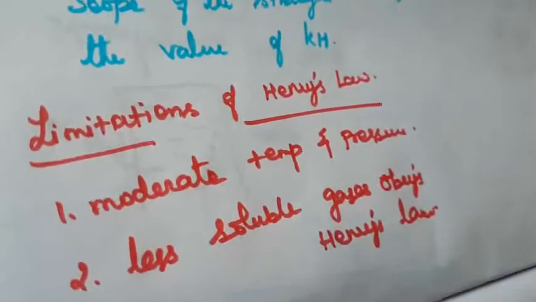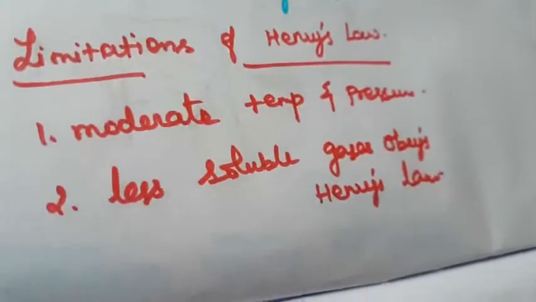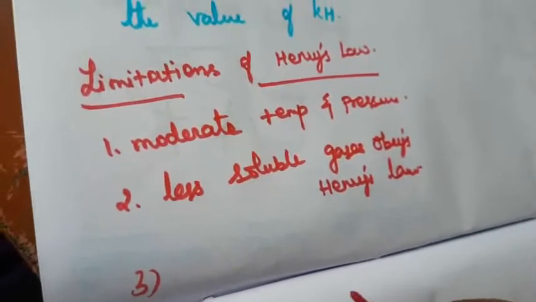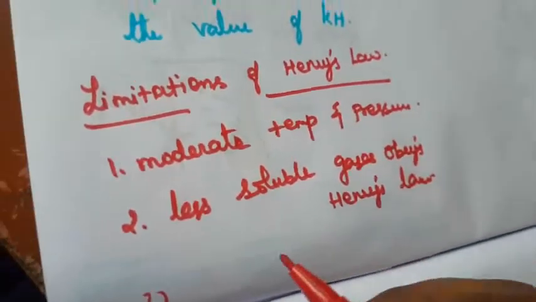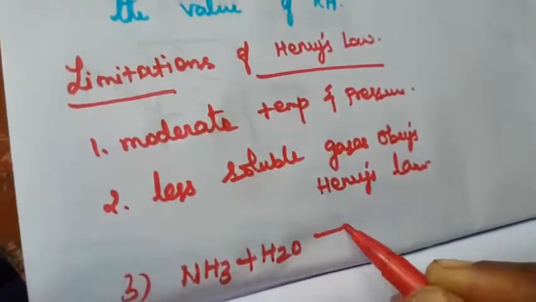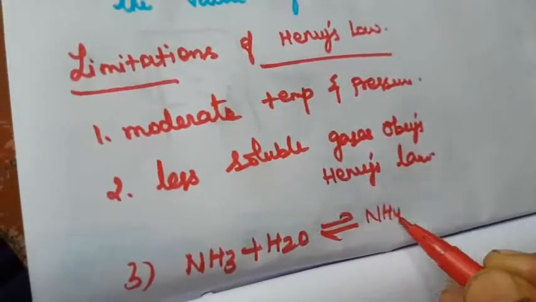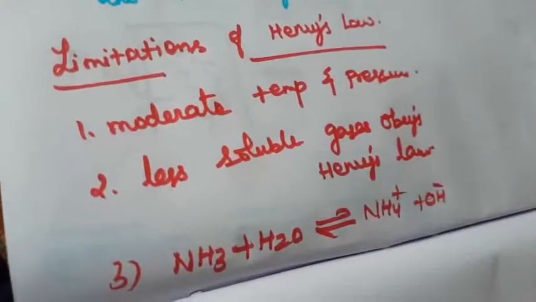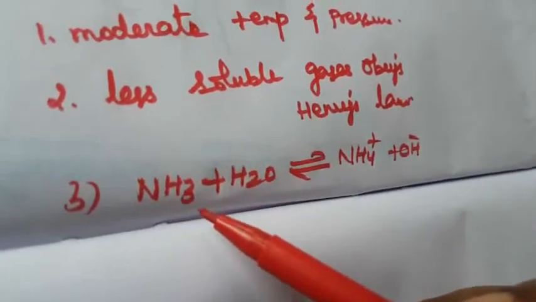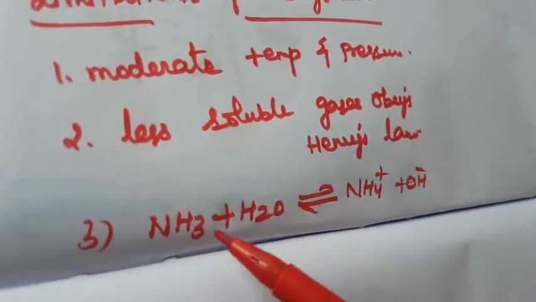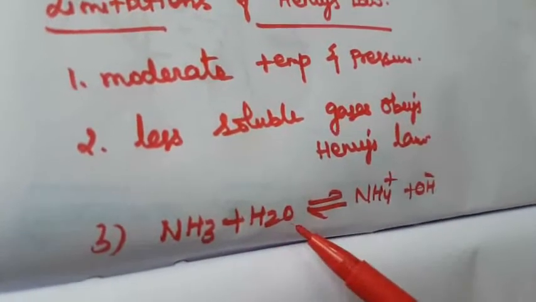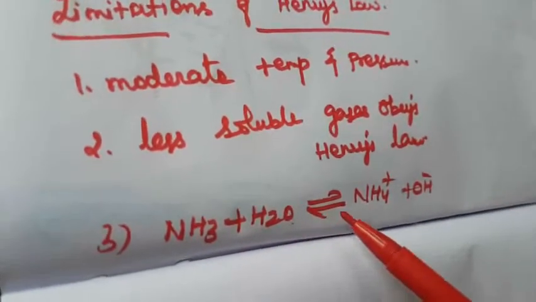And the third one, the gases reacting with solvent do not obey Henry's law. Suppose any of the gases react with that solvent, that does not obey Henry's law. For example, ammonia plus water forms ammonium ion plus hydroxyl ion. Sometimes they ask one more question: why does ammonia not obey Henry's law? Because when ammonia is dissolved in water, it reacts with the water molecule. So that is the reason it does not obey Henry's law.